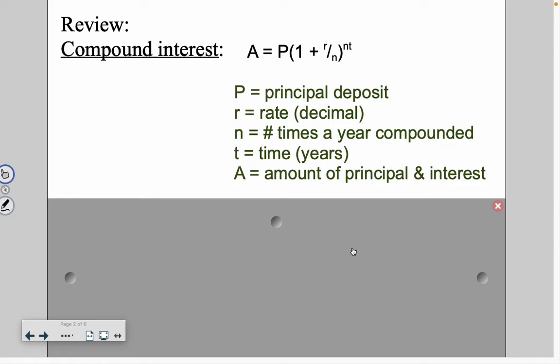So remember the compound interest formula that we talked about, where P is the principal, the starting amount. Kind of like your first term in a geometric sequence, that's your starting amount.